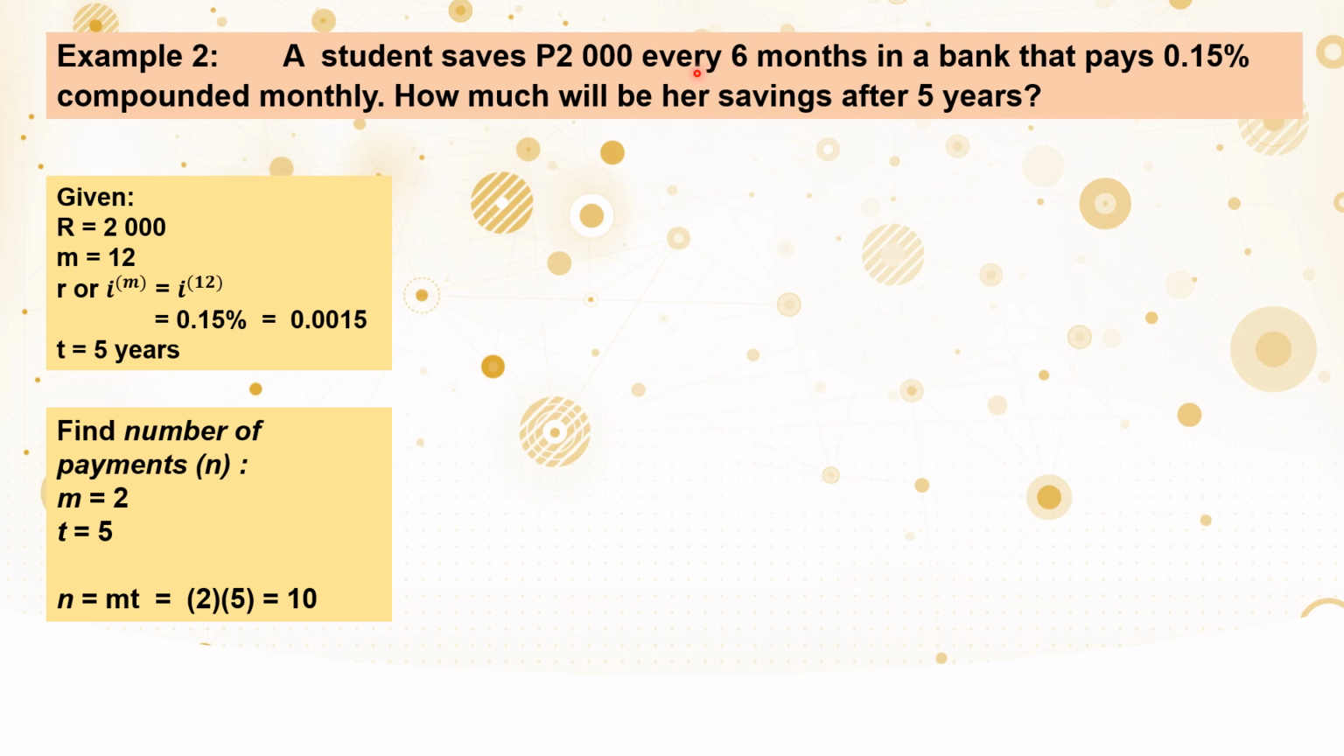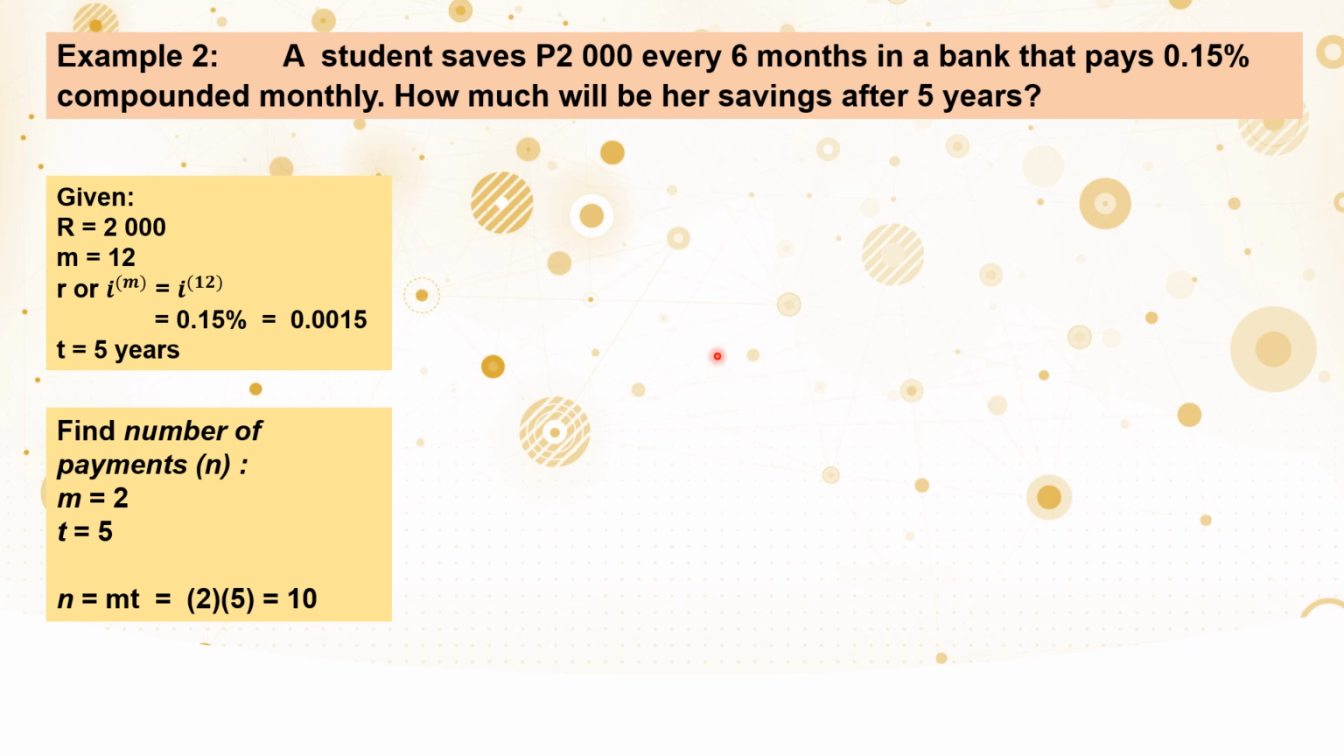So since it is every 6 months, it is semi-annually. So since it is semi-annually, our M now is 2. And 5 years is the time. So to find the number of payments, just multiply M and T. So our M is 2 times the time, which is 5. 2 times 5 is 10. So 10 payments. So the student will pay 2,000 pesos 10 times, every 6 months in 5 years.